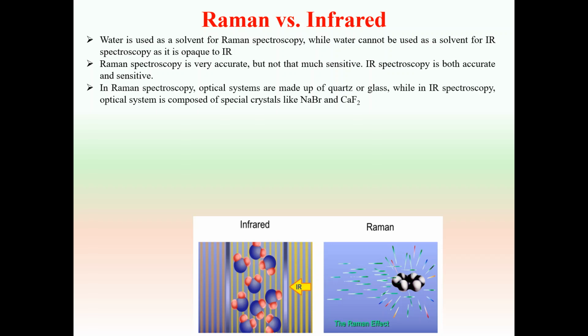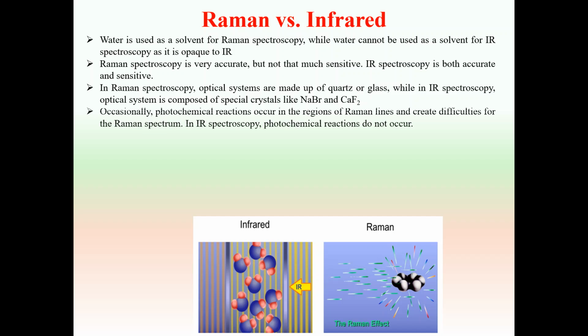In Raman spectroscopy, optical systems are made up of quartz or glass, while in IR spectroscopy, the optical system is composed of special crystals like sodium bromide or calcium fluoride. Occasionally, photochemical reactions occur in the region of Raman lines and create difficulties for the Raman spectrum. In IR spectroscopy, photochemical reactions do not occur.